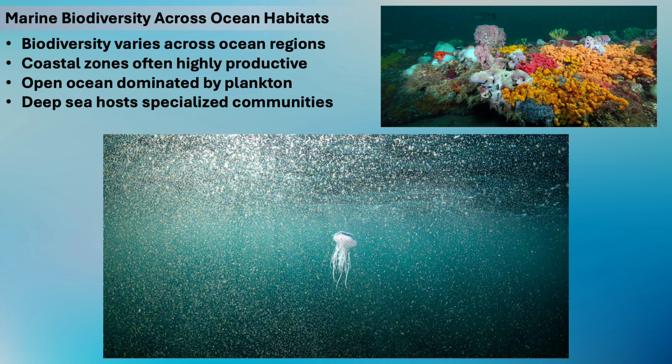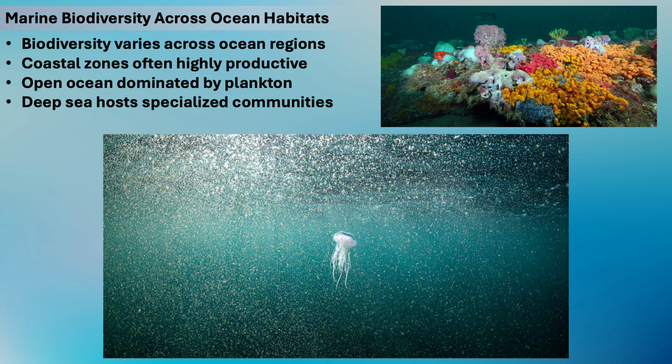The open ocean, by contrast, covers vast areas but often contains relatively low concentrations of nutrients. In these regions, plankton communities dominate the biological structure of the ecosystem. Although individual organisms may be small, their collective productivity supports a wide range of marine life.